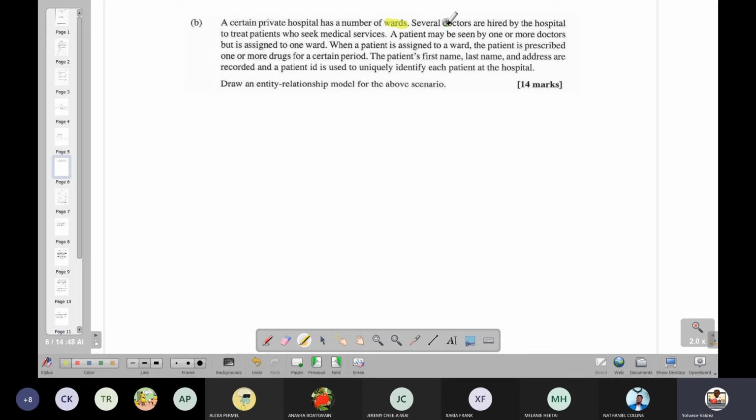Several doctors are hired by the hospital. All right. Thank you, Shavish, for that information that is not really relevant. Treat patients who seek medical service. So we have patients, and the patient might be seen by one or more doctors, but is assigned to one ward. Hold on.